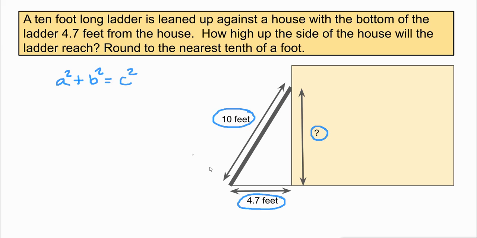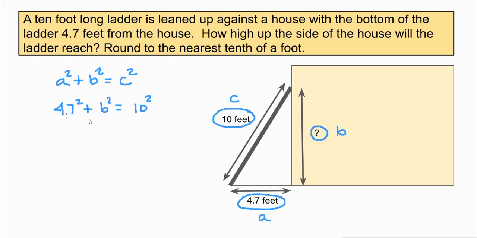What we label as a and b doesn't matter. Those are the short sides, but the long side is c. So I will label 4.7 as a, and the question mark is b. So let's fill in those values. 4.7 squared plus b squared equals 10 squared.